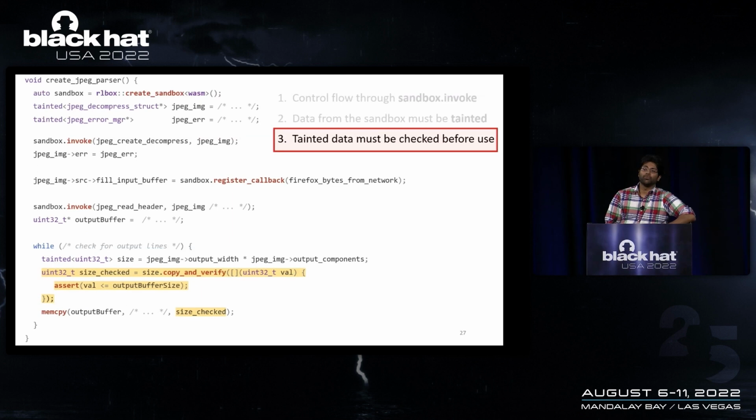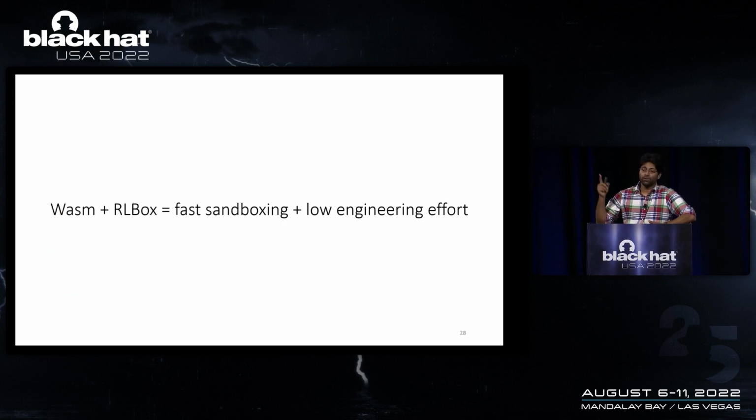And this is really what RLBox brings to the table. It brings some sort of closure to this process of modifying code. Because if you're successfully able to compile this code, this is RLBox's way of telling you you're done with sandboxing. This should work. And in effect, the takeaway here is when we use WebAssembly and RLBox, we get the 2 things we're looking for, which is fast sandboxing and low engineering effort.